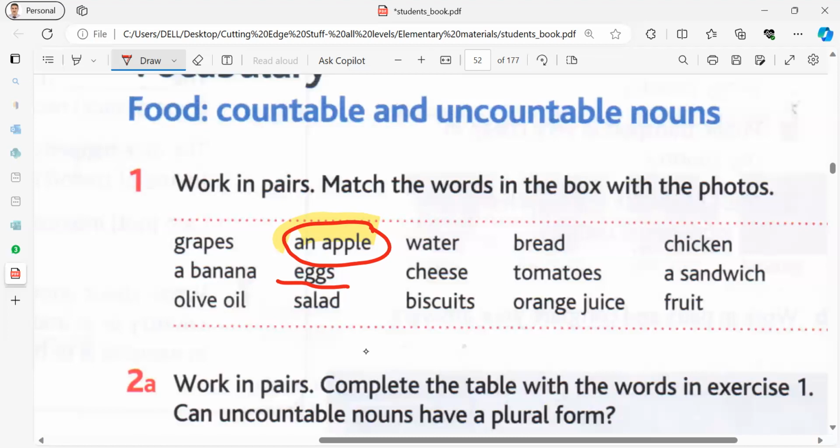Be careful, I didn't mention uncountable nouns. So you have some nouns. Don't put a circle or underline. Don't touch those words. No, I mean the singular, Ibrahim. The singular noun.